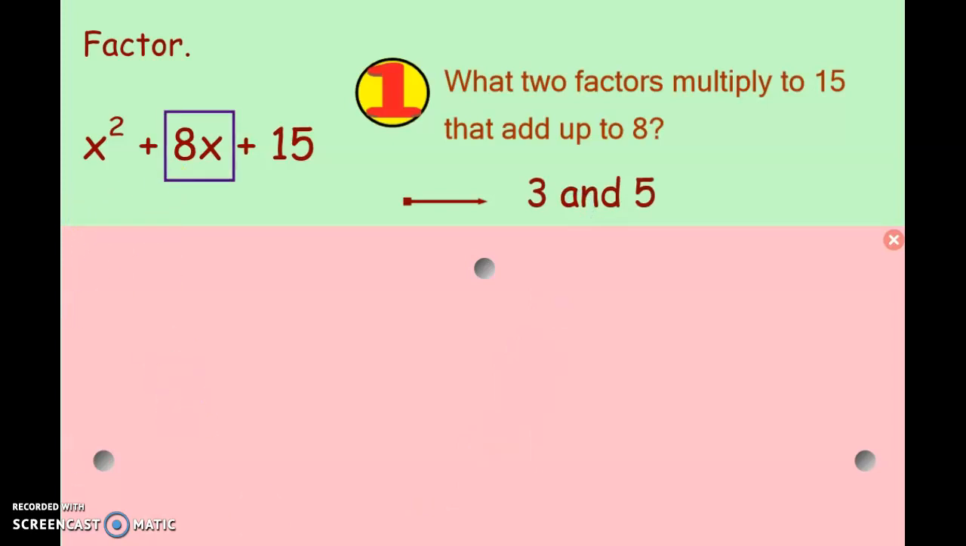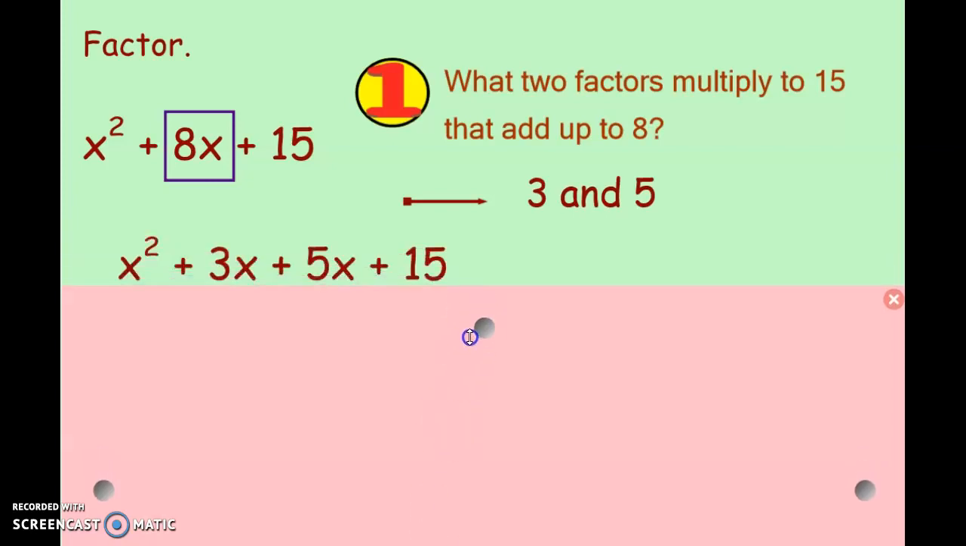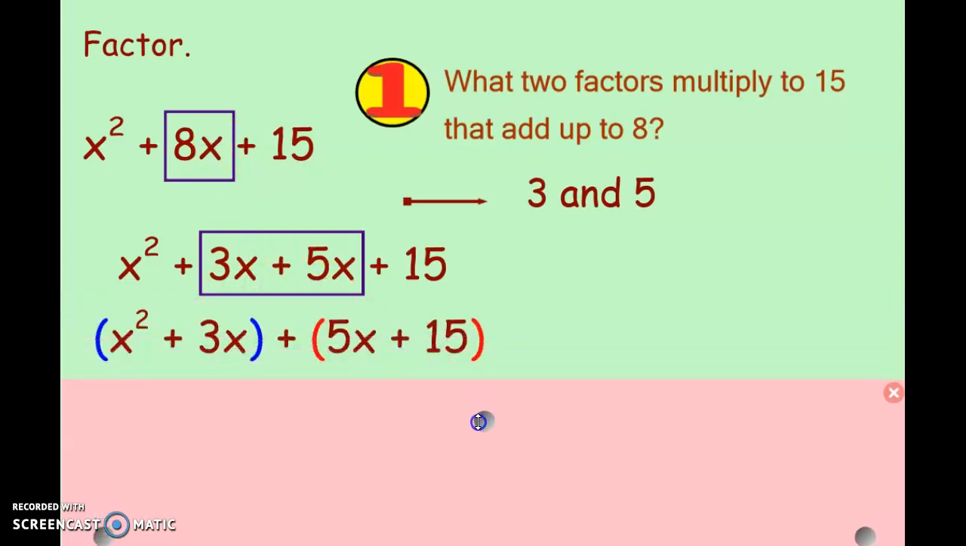I'm going to try to relate this to when we were doing the grouping problems the other day. If I have that 8x, I'm going to break that up into 3x plus 5x. That's where the 3 and the 5 come from. The 3 plus the 5 is going to give me the 8. So 3x plus 5x gives me 8x. Next, I'm going to group like I did before. I'm going to take those two and put them into parentheses.